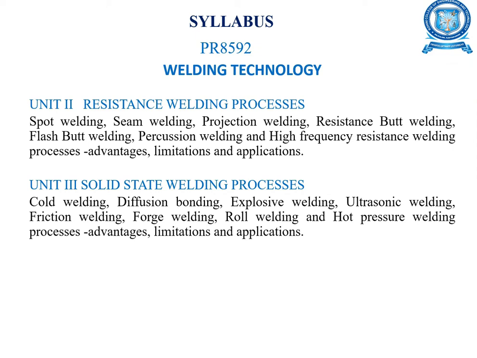processes. So Unit 2, that is resistance welding processes. You'll be studying about the various types of resistance welding process like spot welding, seam welding, projection welding, resistance butt welding, flash butt welding, percussion welding, and high frequency resistance welding processes, and its advantages, limitations, and applications. Unit 3 is a solid state welding process. So you'll be studying about the cold welding, diffusion bonding, explosive welding, ultrasonic welding, friction welding, forge welding, roll welding, and hot pressure welding processes, and its advantages, limitations.